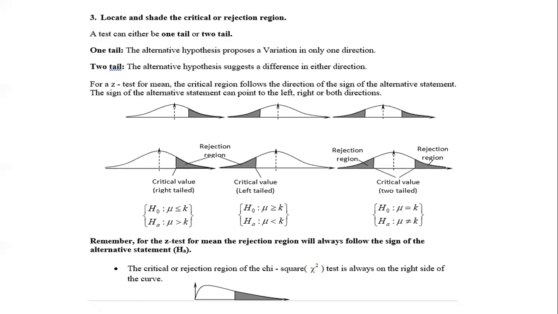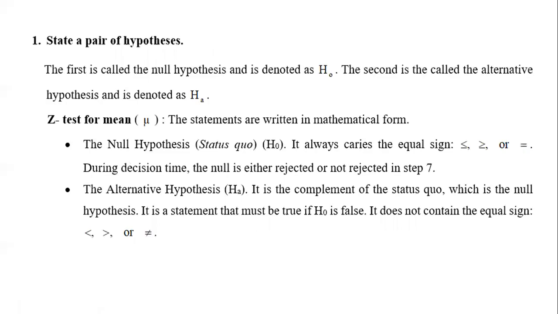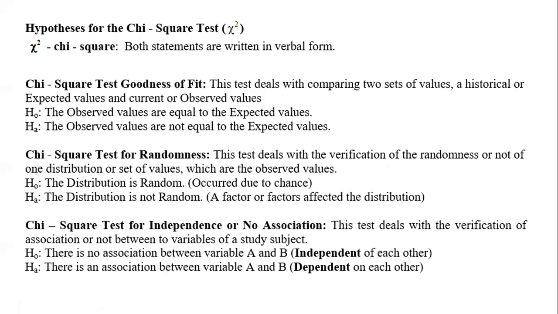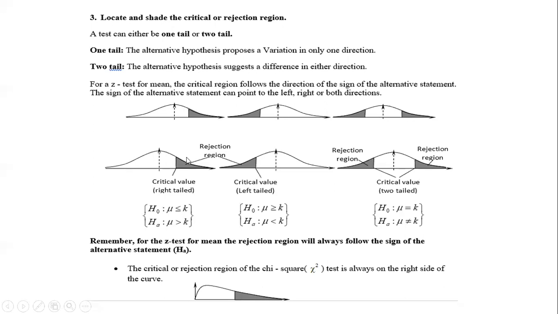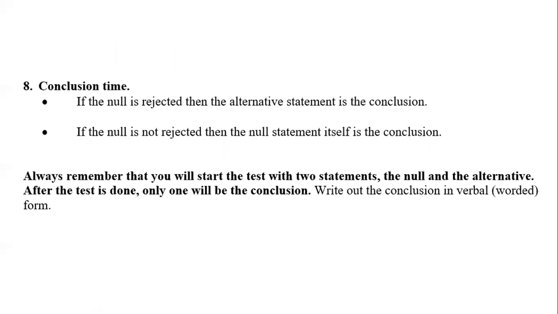Remember, you started with a pair of hypotheses from the beginning, the null and the alternative. So if the test statistic lands in the critical region, then you reject the null. That is in step 7. And in step 8, now we conclude.